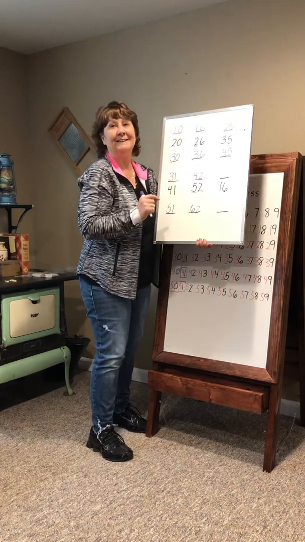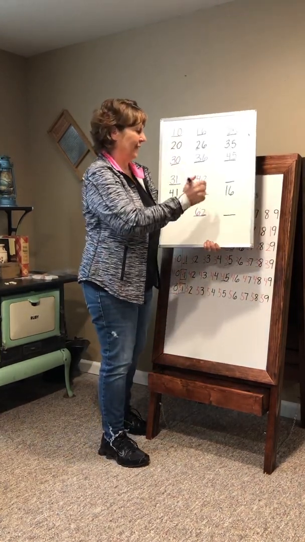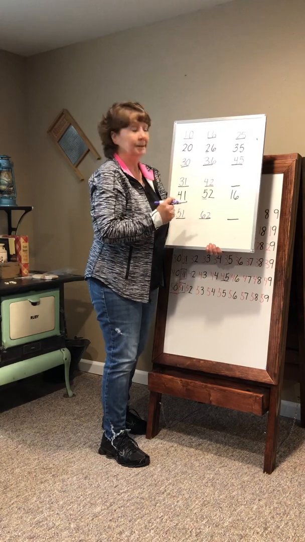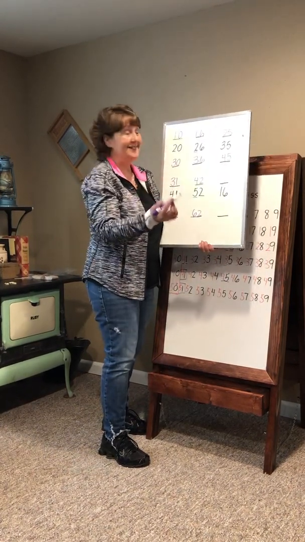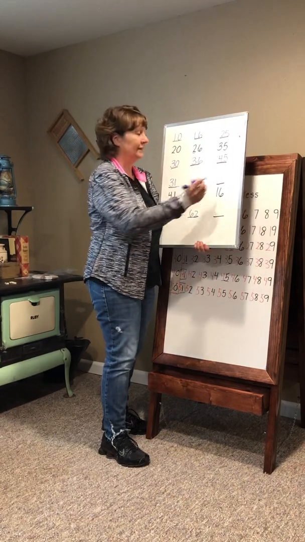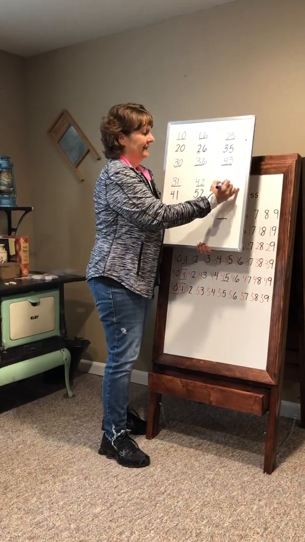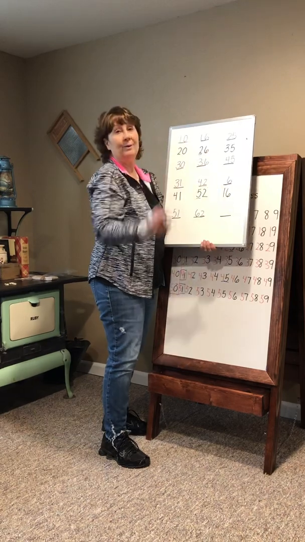Our final one is 16. This one I put up for fun because look, 1 10, 6. What if you took away that one group of 10? You have 0 10s, 6 1s, which is just 6. If you take away the 10, all you have is 6.